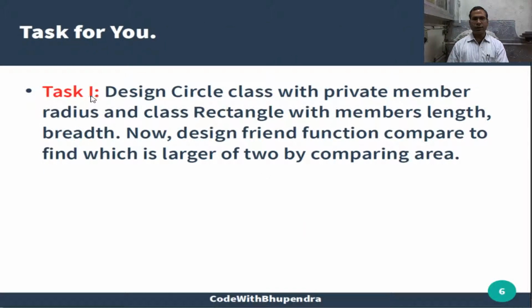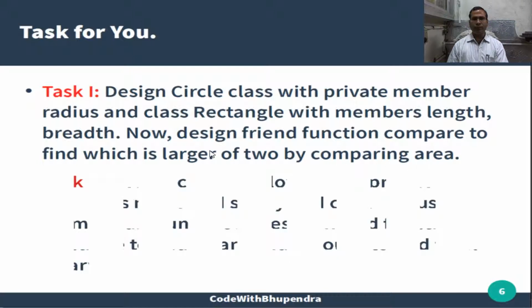Now, a task for you. The first task is you can design a class circle like class A with a private member radius like x. Similarly, you can design a class rectangle in place of B with private members length and breadth. Now you have to design a friend function compare like add, which finds the area of both the circle and rectangle by accessing their private properties and prints which of them is larger by comparing their areas.